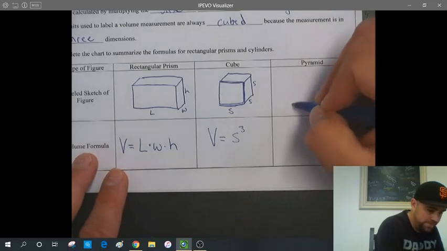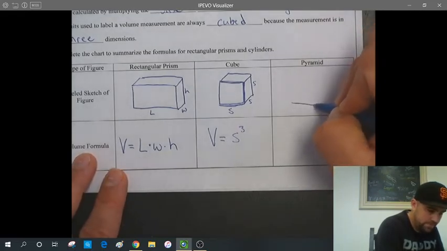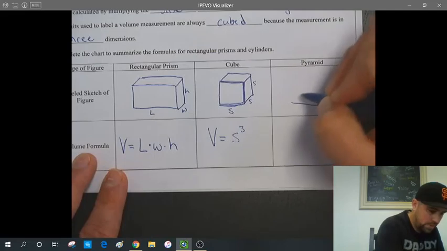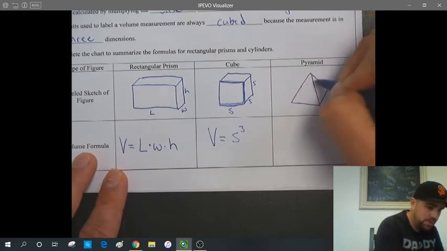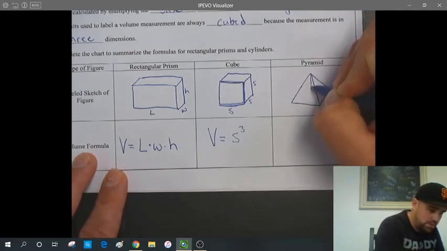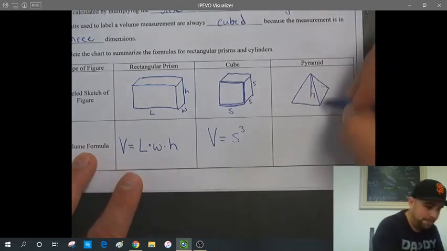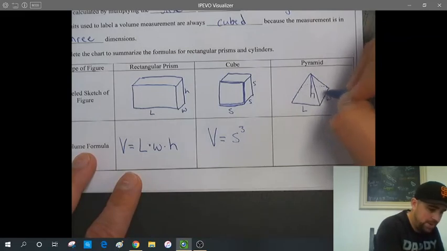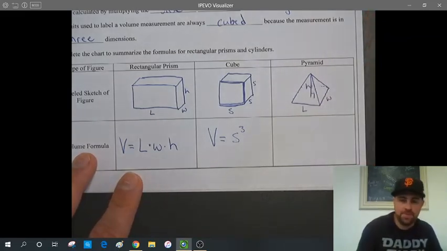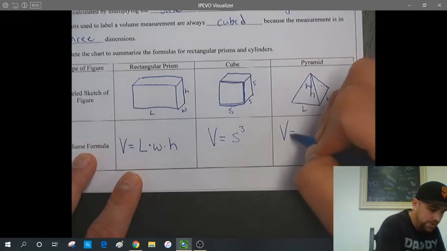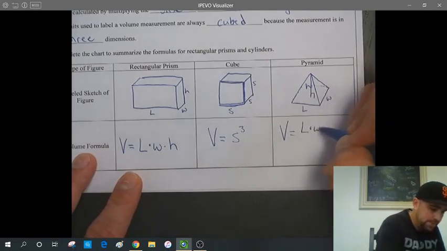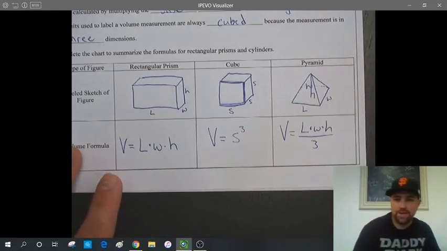For a pyramid, okay, I can make my base, and then the 3 lines are going to converge at the same point there. So length, width, height for my pyramid. And so the volume for that one is length times width times height, and then divide it by 3.